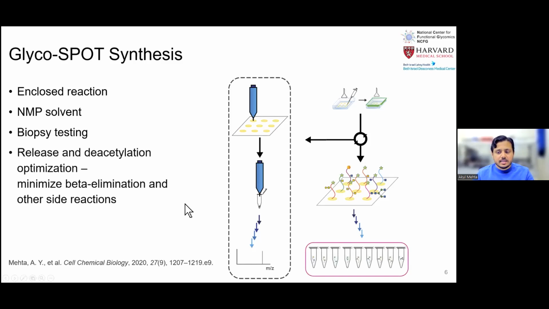And the last optimization which we did was the release and deacetylation optimizations, and these were done to minimize beta elimination. So we tested a number of different release conditions, obviously starting with ammonia, but then we went on to several other chemistries to check which one worked the best, and we reported the one which worked the best in all our experiments, and that was actually sodium bicarbonate in methanol water.